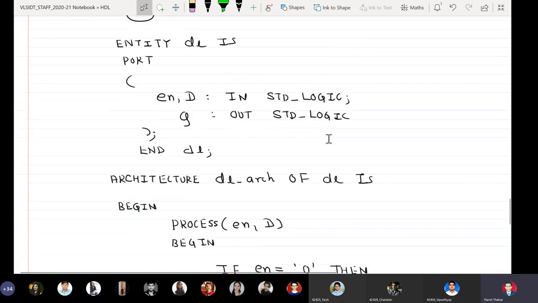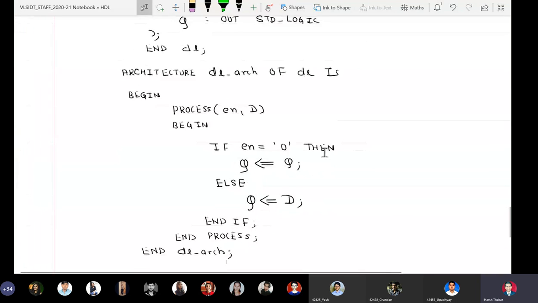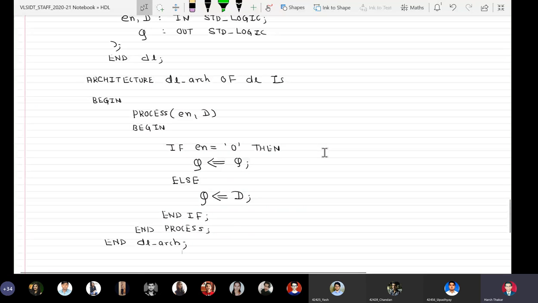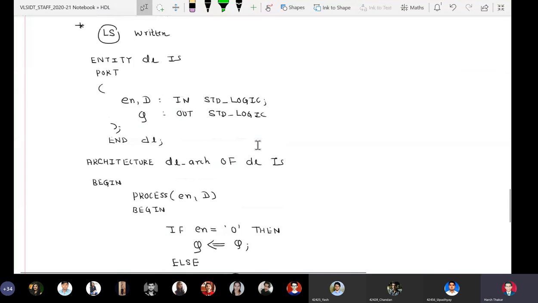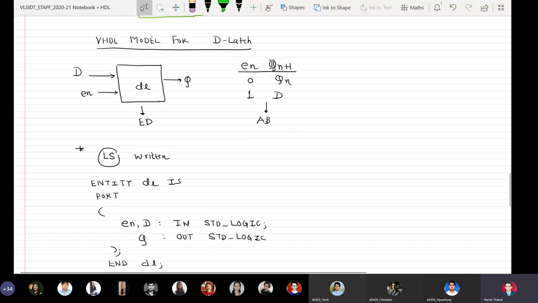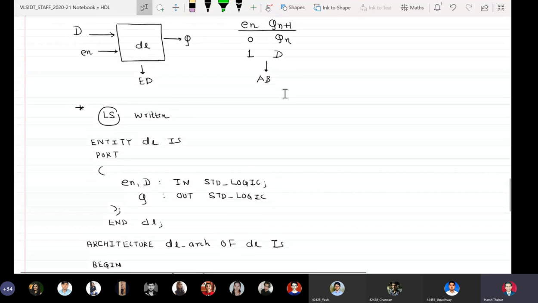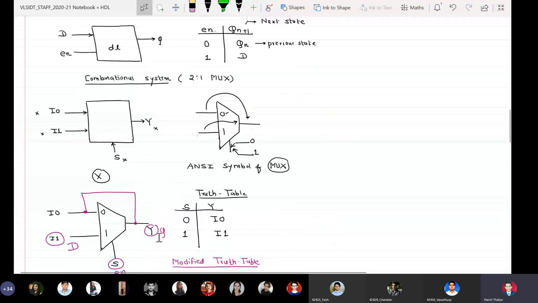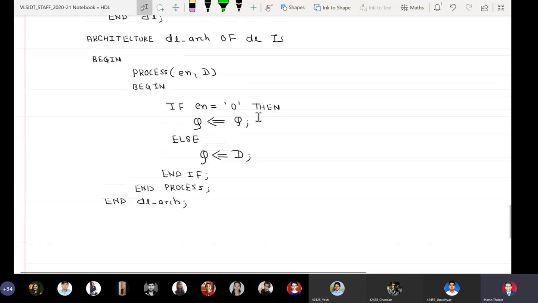Okay. So there is an error in this program, and I want somebody to tell me what the error is. There is a fundamental rule which has been broken by me while writing this behavior of the D latch. I have written if EN equal to 0, then output should remember itself, so Q gets Q, a feedback, and else Q gets D. What is the problem in this code?